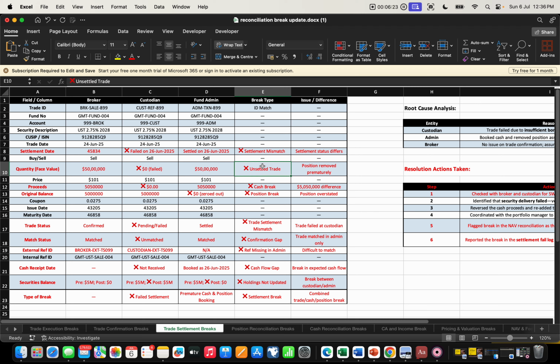Here your unsettled trade will be impacted. Here your cash break will be impacted. Here your position gets impacted. All three things will be impacted due to settlement not being available at the custodian side. The trade status also fails due to the settlement not being available. The match status also goes wrong, and afterward the cash flow also has a gap, the holding will not be received, and a settlement break will occur directly.